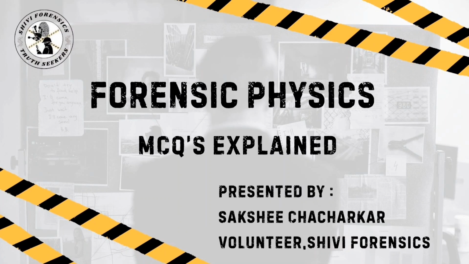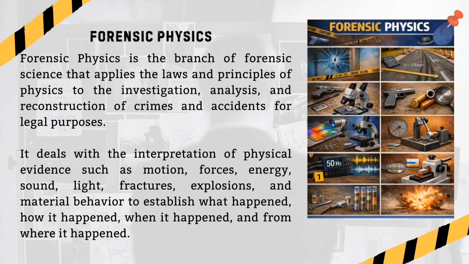In this video, we'll be covering MCQs on forensic physics. It is an important and high scoring topic for UGC NET as well as other competitive exams. So let us begin. Forensic physics applies the principles of physics to solve crimes and accidents. It helps investigators to analyze motion, forces, fractures, explosions, sound, and light to reconstruct the events. Using physical evidence, forensic physics answers four key questions, which are what happened, how it happened, when it happened, and from where.